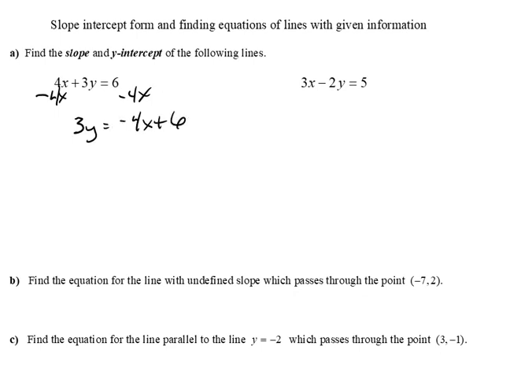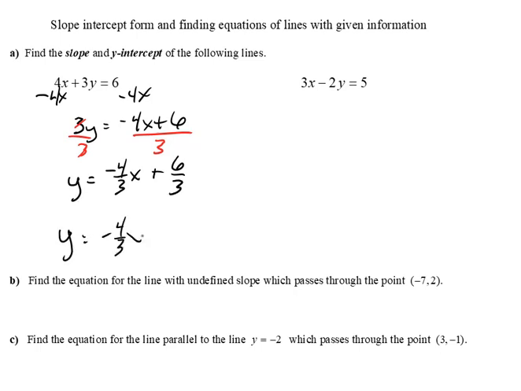And then we'll divide both sides by 3 to cancel off the factor of 3. When I divide both sides by 3 here, I'm going to get y equals, so what we need to do is distribute this division. So we get negative 4x over 3, or negative 4/3 x, and then plus 6 over 3. So finally simplifying, y equals negative 4/3 x plus 2.